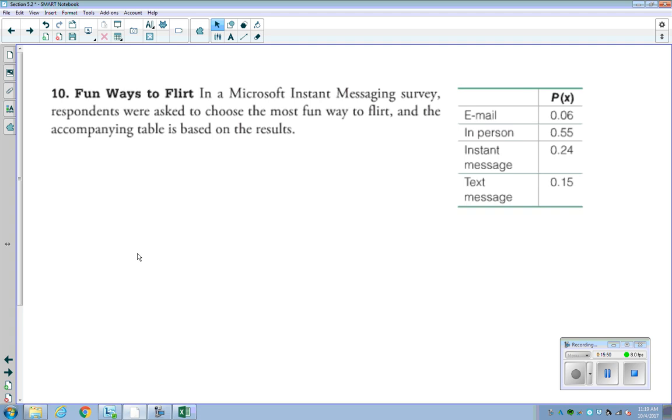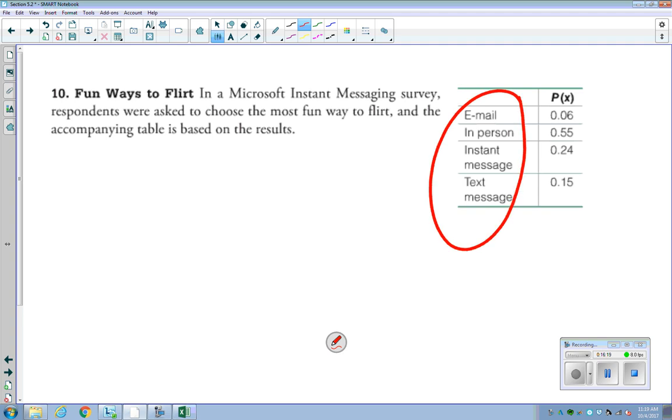Okay, so take a look at this one. Fun ways to flirt. In a Microsoft Instant Messaging survey, respondents were asked to choose the most fun way to flirt, and the accompanying table is based on the results. Does it meet the requirements for a probability distribution? That was quick. You said no. Why? I agree. It's not a number. This isn't a number. It's not numerical. So that's where I was getting confused.